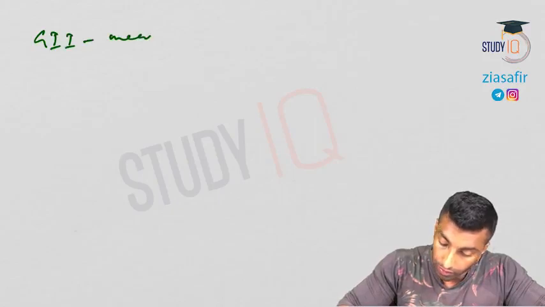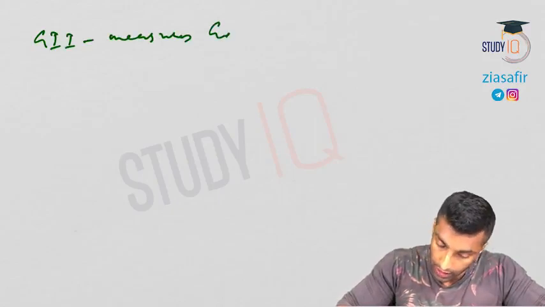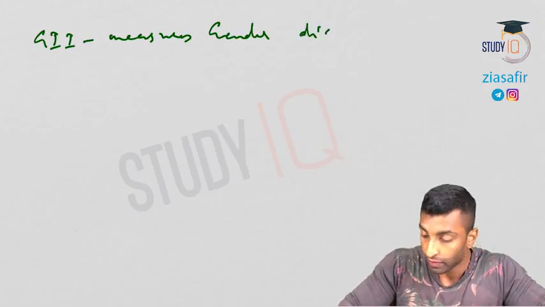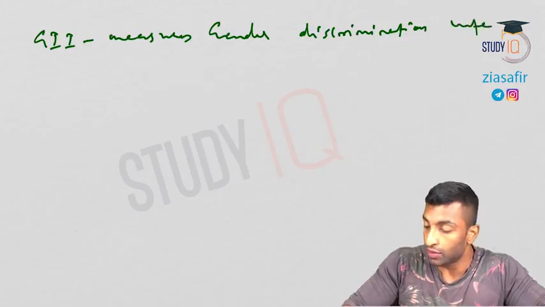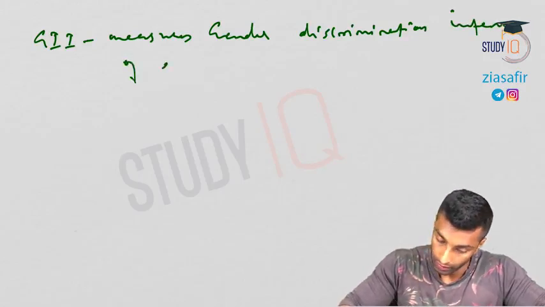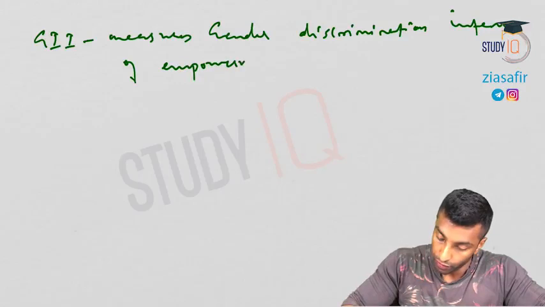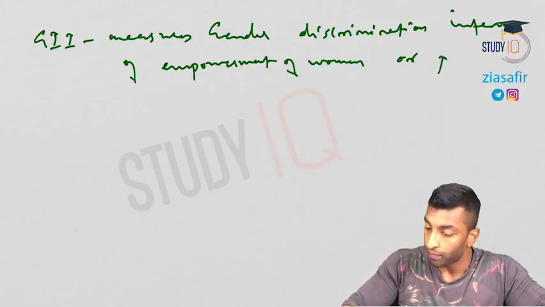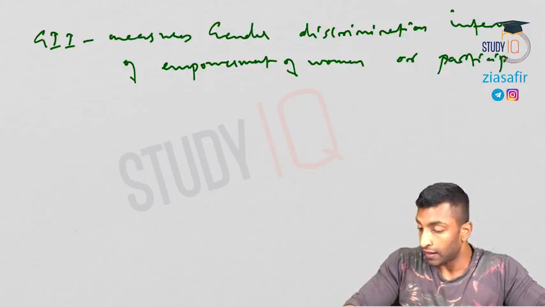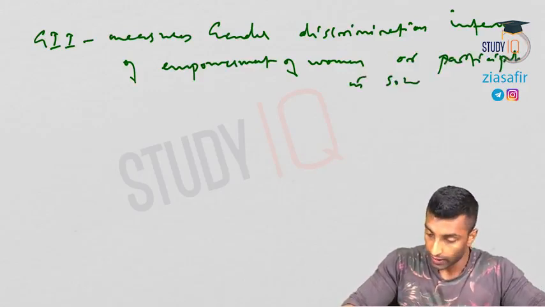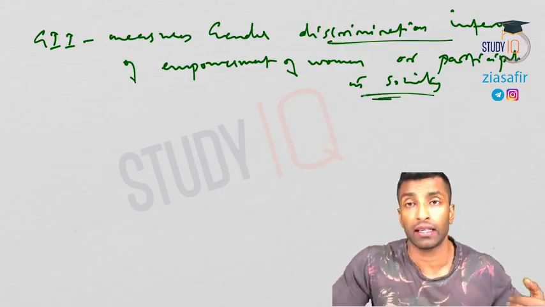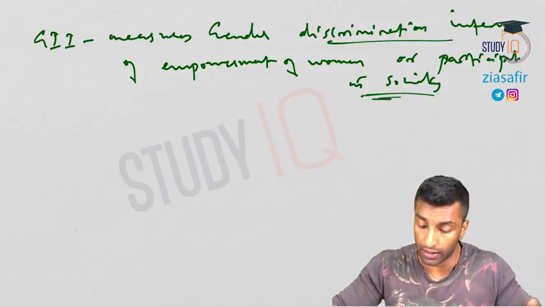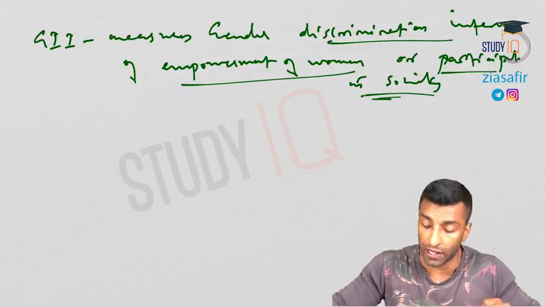GII measures gender discrimination in terms of empowerment of women or participation in society, right? So you have seen the dimensions. It's all about parliamentary seats, education, maternal mortality, all these things. Okay, empowerment of women or participation in society.